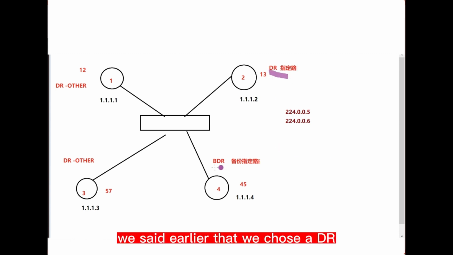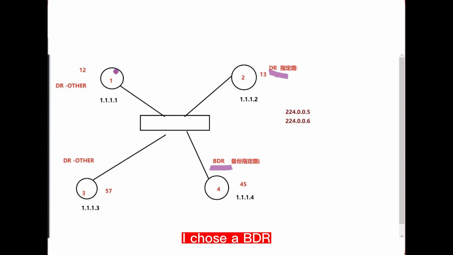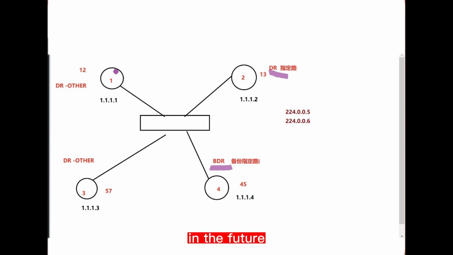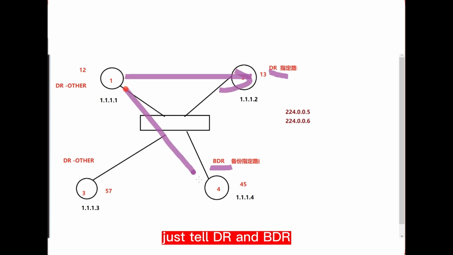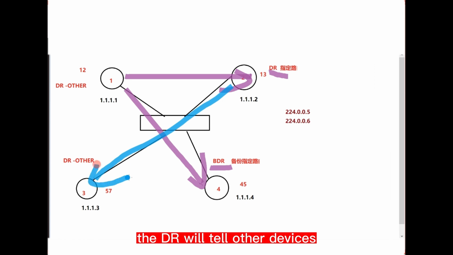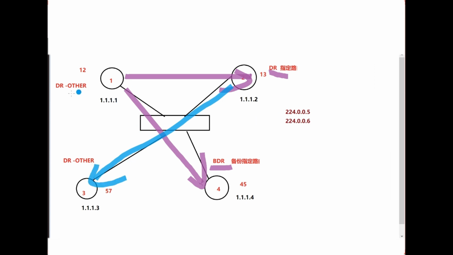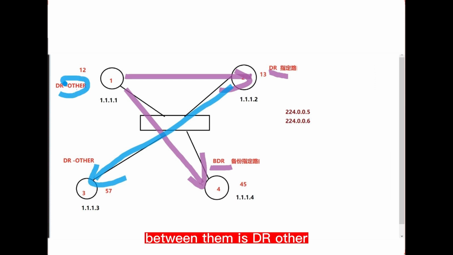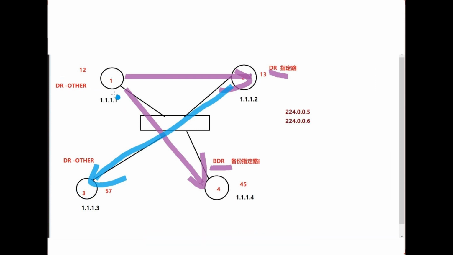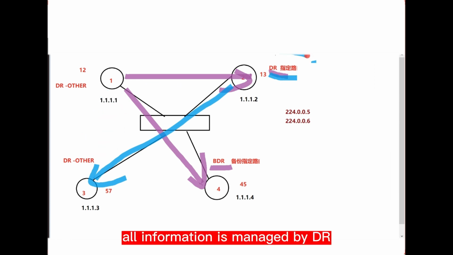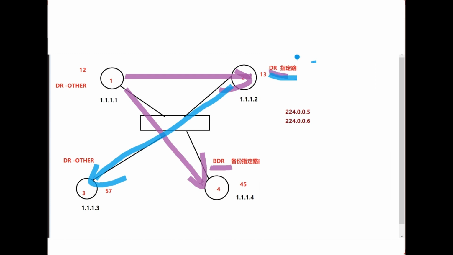We said earlier that we chose a DR and a BDR. This means that when a device has an update in the future, it just tells DR and BDR, and the DR will tell other devices. The equipment does not need to send all the time. Notice that between the DR others there will be no database synchronization. All information is managed by DR in the overall synchronization process.